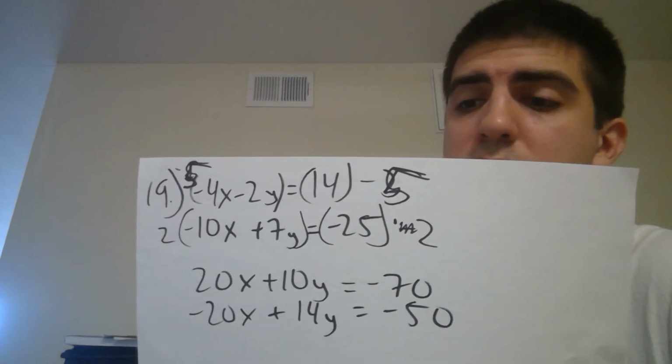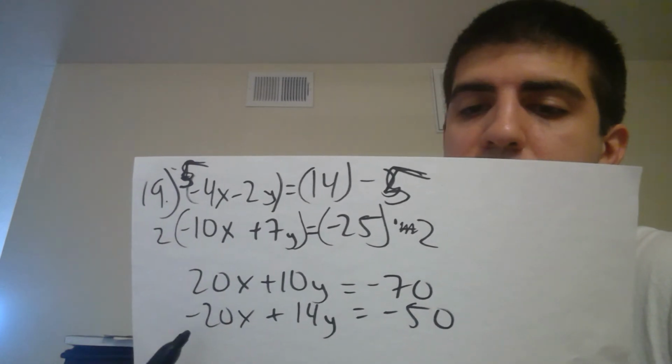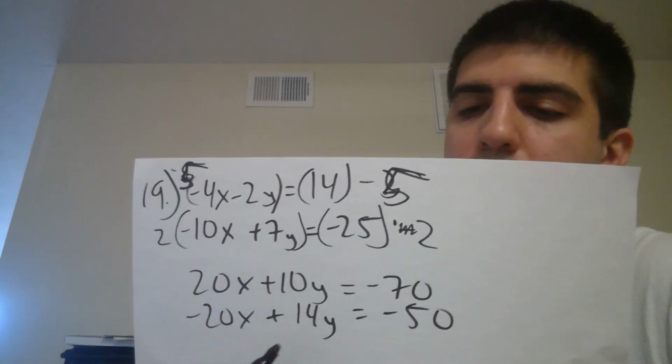Let's combine these equations. When I combine these, the x's are nicely going to cancel. What's 10y plus 14y? Probably 24y. -70 and -50 is -20. Divide both sides by 24, so you get y equals -5.